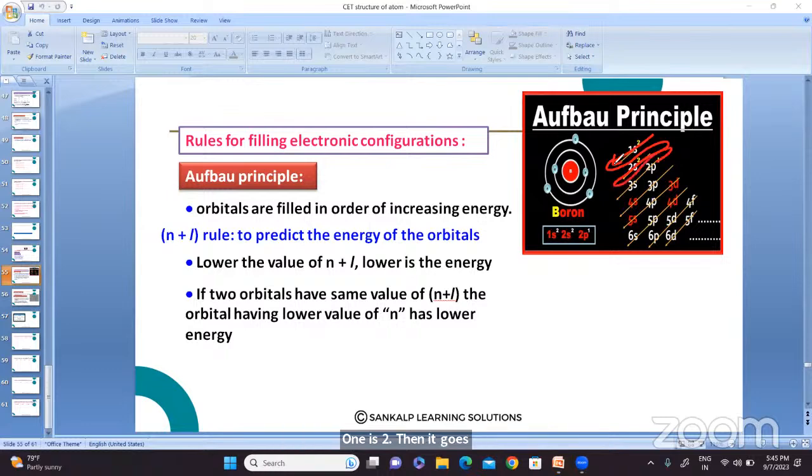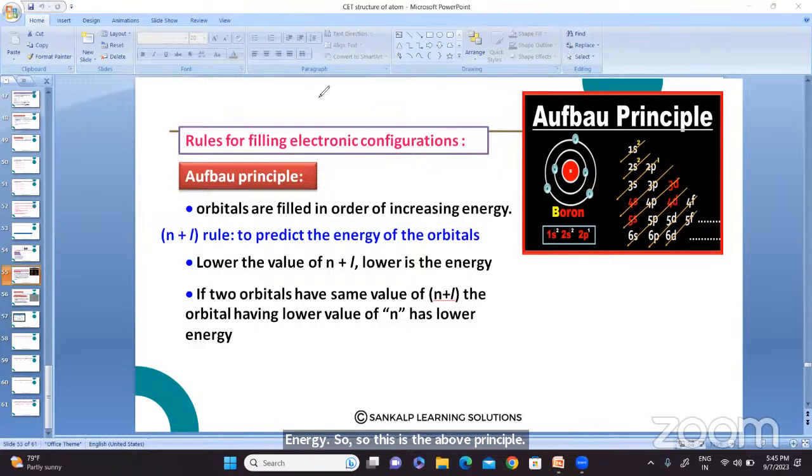And then it comes to 2p, 3s. Then 3p, 4s. Then 3d, 4p, 5s. Then 4d, 5p, 6s. Then 4f, 5d, 6p. Then 5f and 6d, like this. So this is the way the electrons are going to be filled. Orbitals are filled in order of increasing energy. So this is the Aufbau principle.